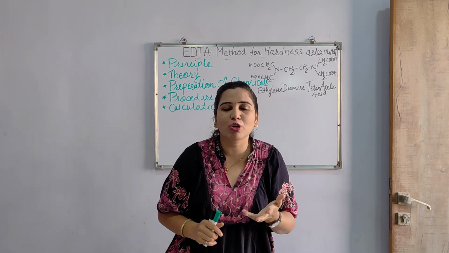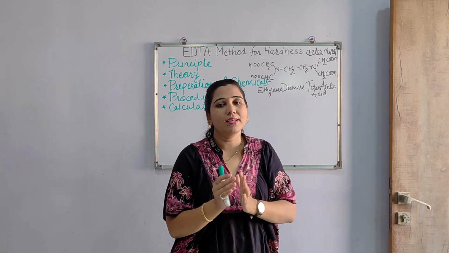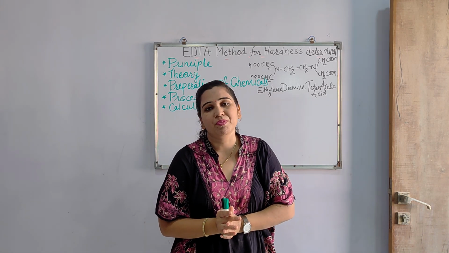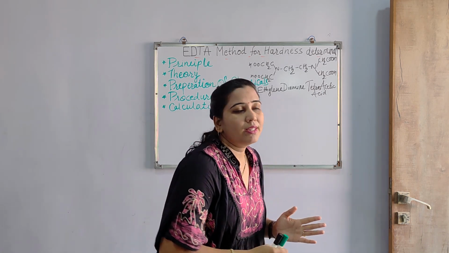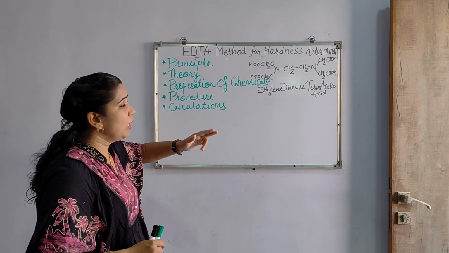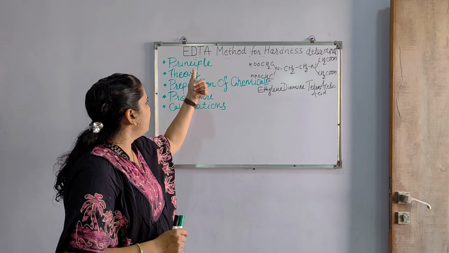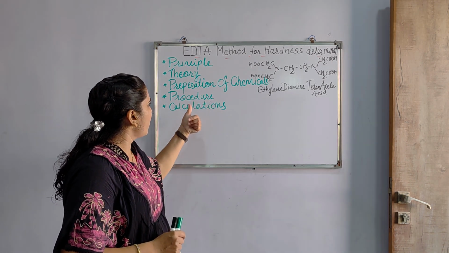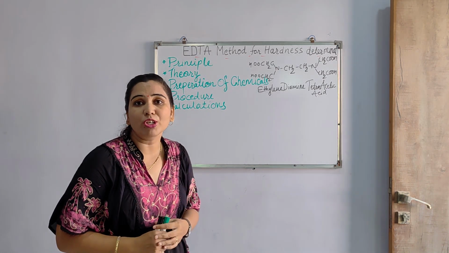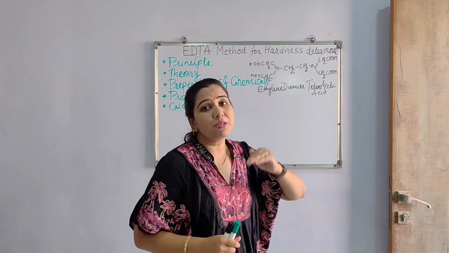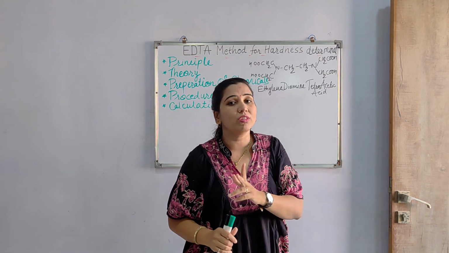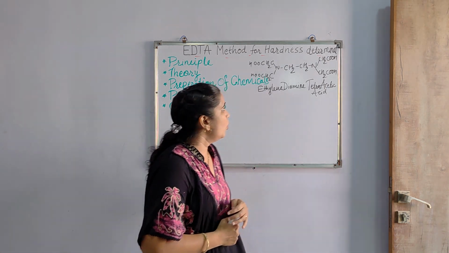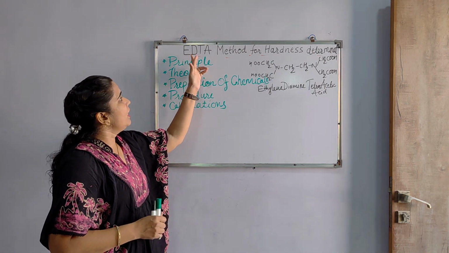For determination of hardness there is a method of EDTA. Now what is this EDTA method? We will see it today in detail. This method includes the following points: principle, theory, preparation of chemicals, procedure and calculations. All these points must be there in your answer whenever they ask a question on this EDTA method.